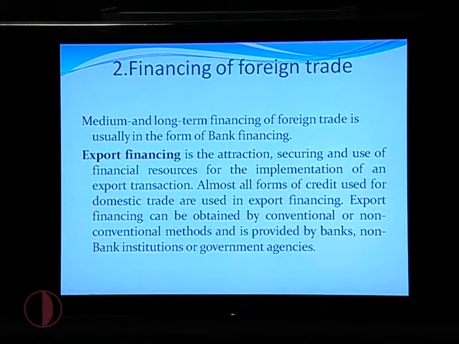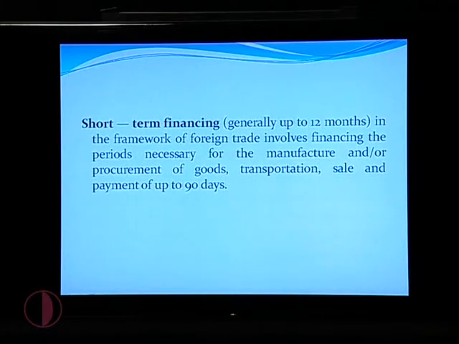Export financing can be obtained by conventional or non-conventional methods, and it's provided by banks, non-bank institutions, or maybe government agencies. Short-term financing, generally up to 1 year, in the framework of foreign trade involves financing the periods necessary for the manufacture and or procurement of goods, transportation, sale, and the payment of up to 3 months.